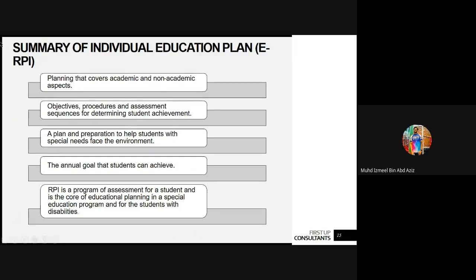Next, we go to the summary of the Individual Education Plan. The first one is that this is planning that covers academic and non-academic aspects. Second, the objectives, procedures, and assessment sequences for determining student achievement. A plan and preparation to help students with special needs face the environment. Next is the annual goal that the student can achieve. And the last one, the summary of ERPI is a program of assessment for a student and is the core of educational planning in a special education program for students with disabilities.